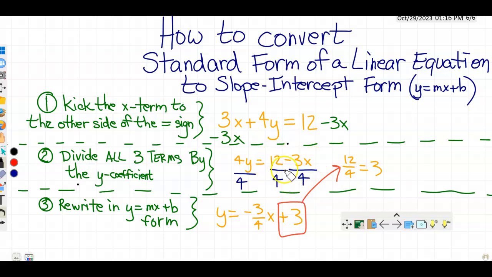But in the case of the y-intercept, I'm going to tell you right now that for our purposes, CUDA software has rigged all of these problems so that your y-intercept is going to be a whole number, an integer, a positive or negative whole number. In this case, 12 divided by 4 is 3. Okay? Then your final step is just to rewrite the whole equation in y equals mx plus b form. And there you have it.